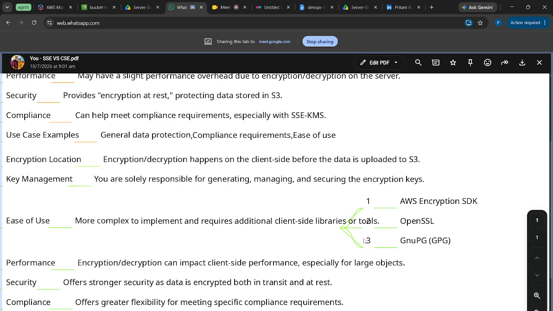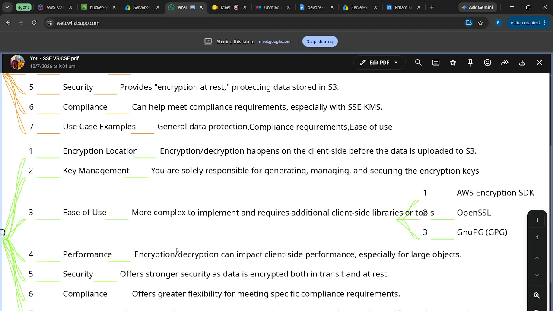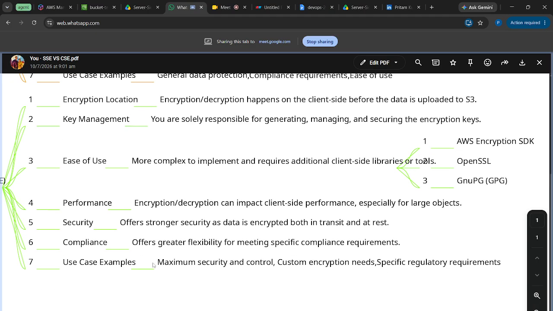And what are the tools or few examples or libraries given here? There are the AWS Encryption SDK, OpenSSL, and GnuPG, or GPG in short, we say. Performance-wise, encryption and decryption can impact client-side performance, especially for large objects. Security offers stronger security as data is encrypted both in transit and at rest. Compliance offers greater flexibility for meeting specific compliance requirements.